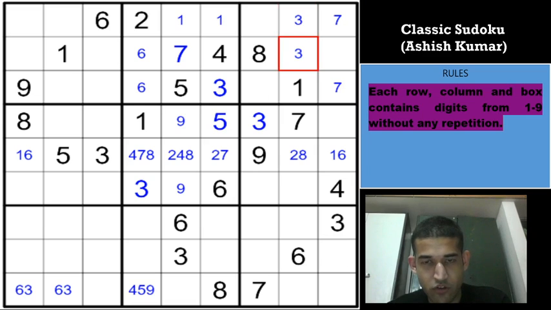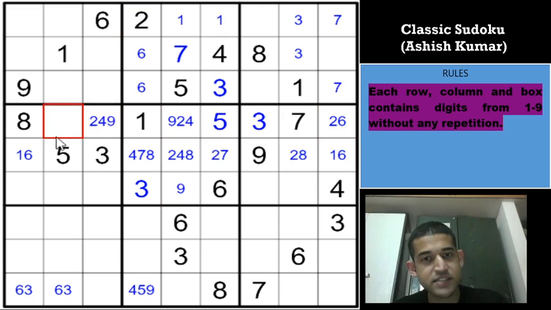Okay, if you look at row 4 now, we have 5 digits filled. 1, 3, 5, 7, 8. Remaining are 2, 4, 6 and 9, right? But 4 and 9 can't be here. So this is 2 and 6. And this is not a 6, so this can be 2, 4, 9. This is not a 6, so this is also 2, 4, 9, and this can be 2, 4, 6 and 9.